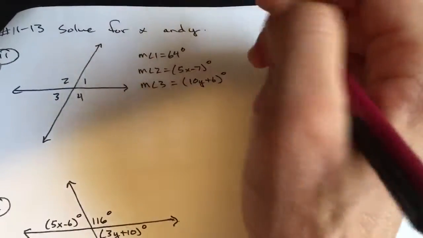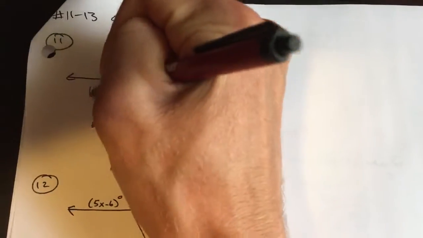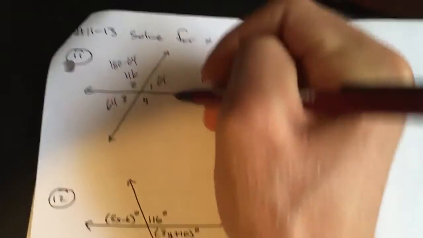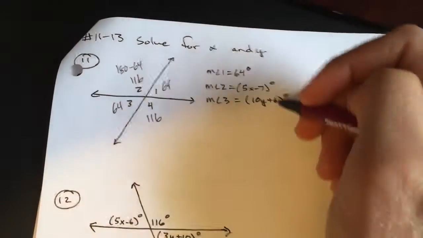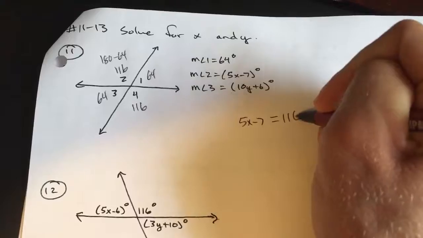All right, last page here. Solve for x and y. Well, we got angle 1 is 64 degrees. That means 3 is 64. That means 2 and 4 are supplements. 180 minus 64. We got everything we need. If the measure of angle 2 is 5x minus 7, angle 2 is also 116.